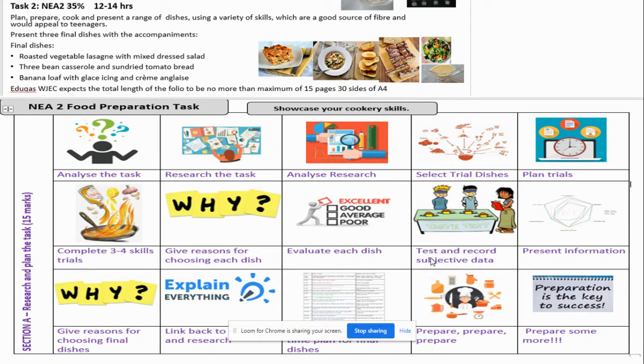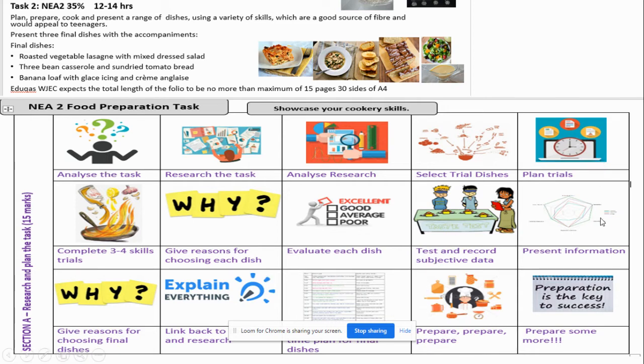So task 2, this is worth 35% of the overall GCSE mark and takes roughly around 12 to 14 hours. This is primarily focused on cooking. So this is where your son is asked to showcase his cookery skills and everything that he has learned thus far. So let's have a look. It's split up into 3 sections.